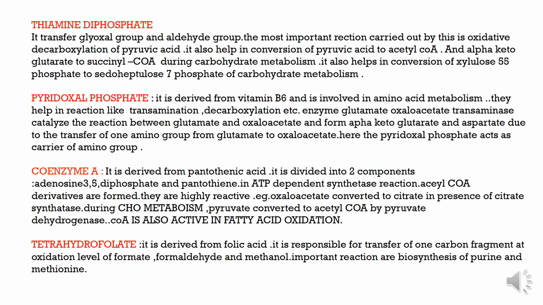Coenzyme A is derived from pantothenic acid and it is divided into two components, adenosine 3',5'-diphosphate and pantothenic acid. In ATP dependent synthetase reactions, acetyl coenzyme A derivatives are formed. They are highly reactive. Oxaloacetate is converted to citrate in presence of citrate synthetase during carbohydrate metabolism. Pyruvate is converted to acetyl coenzyme A by pyruvate dehydrogenase. CoA is also active in fatty acid oxidation.